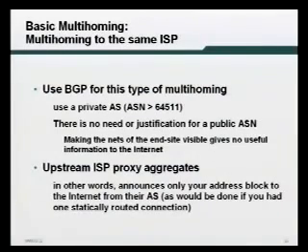Now, for multi-homing to the same ISP, we can use a private AS number. That's fairly standard. Talk to your upstream, they will give you one. If they don't really know what you're talking about, you can tell them which private one you're going to use. And I've seen both situations. There's no need for a public AS number, and there's no justification for one either. You won't get one from the registries, because making the nets of this end site visible gives no useful information to the internet.